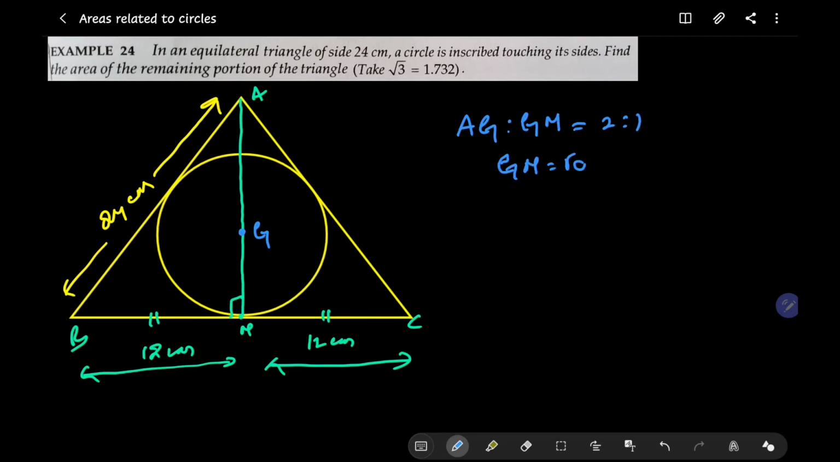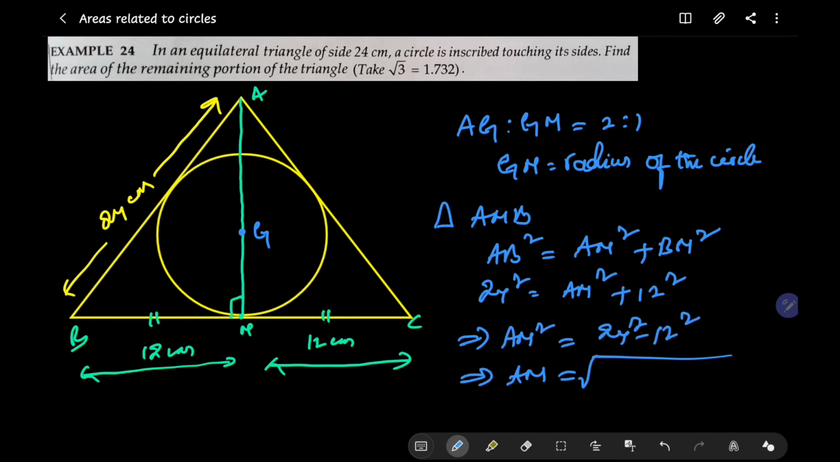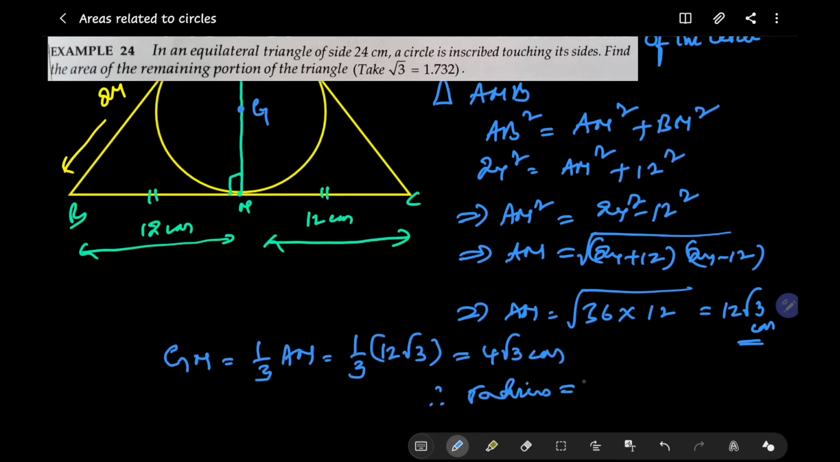Here GM is the radius of the circle and is 1/3 of the length of AM. So let us find out the length of AM from the right triangle AMB using Pythagoras theorem. Then after simplification, we will get the value of AM as 12√3 centimeters. Just now we have discussed that GM is 1/3 of AM, and hence GM, the radius of the circle, is equal to 4√3 centimeters.